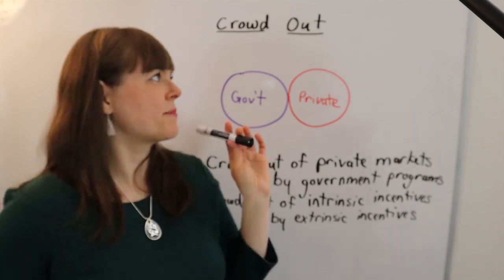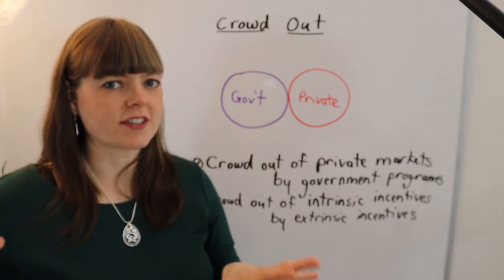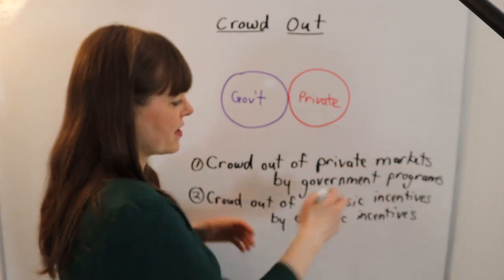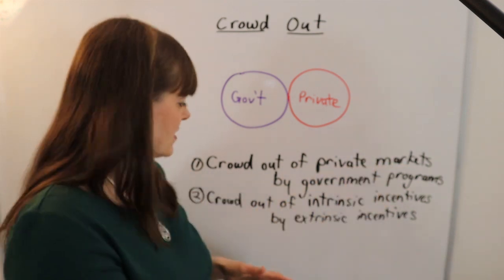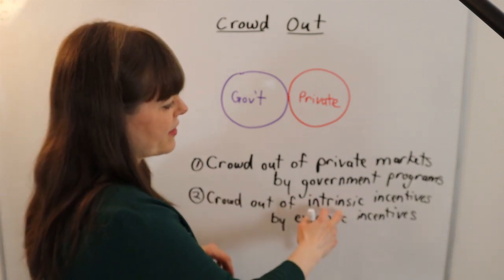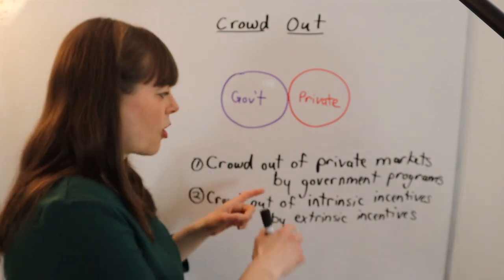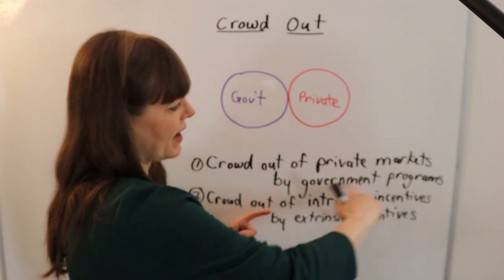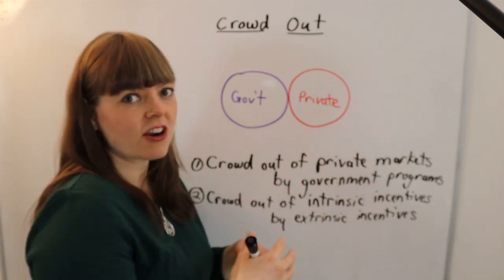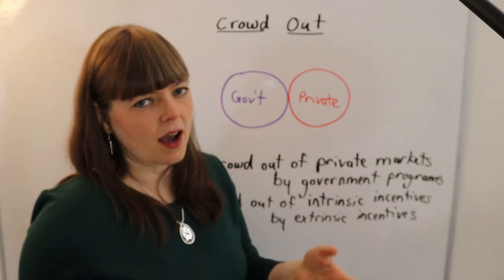All right, what is the concept of crowd out in economics? There's going to be a couple of different types of crowd out that I'm going to go over. The classic one is crowd out of private markets by government programs. And of course, because I teach behavioral economics, there's also crowd out of intrinsic incentives by extrinsic incentives. So there's always a crowd out of one thing by another thing, but usually the person using this term doesn't specify what these are. They just sort of expect the person listening to intuit what they're talking about.